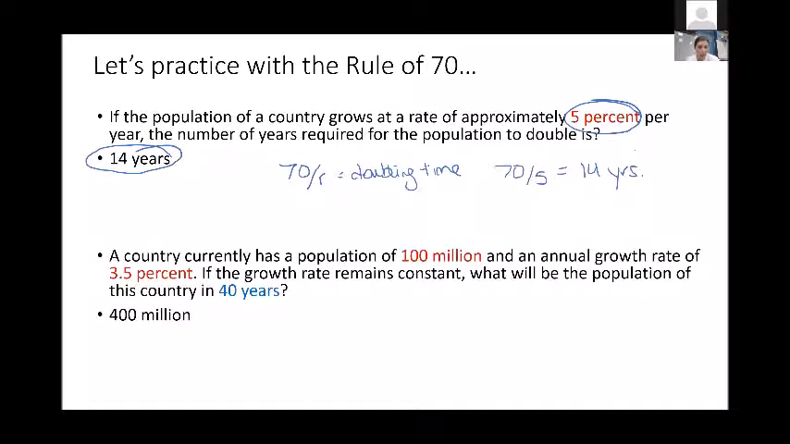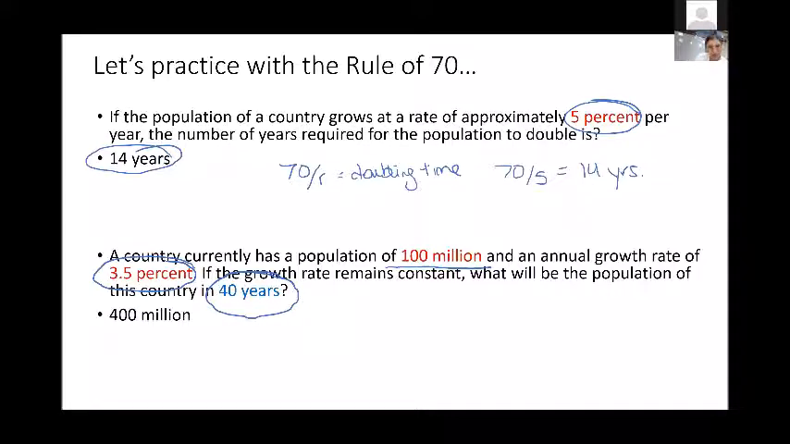Our country currently has a population of 100 million and an annual growth rate of 3.5%. If the growth rate remains constant, what will be the population of this country in 40 years? So the answer here is 400 million. But how was I able to calculate that without having to use a really complicated math formula? Well, here we're given the time period that we need to consider the growth in. We have the original starting population as well as the growth rate. So we can use the rule of 70 here in a little bit of a different way.